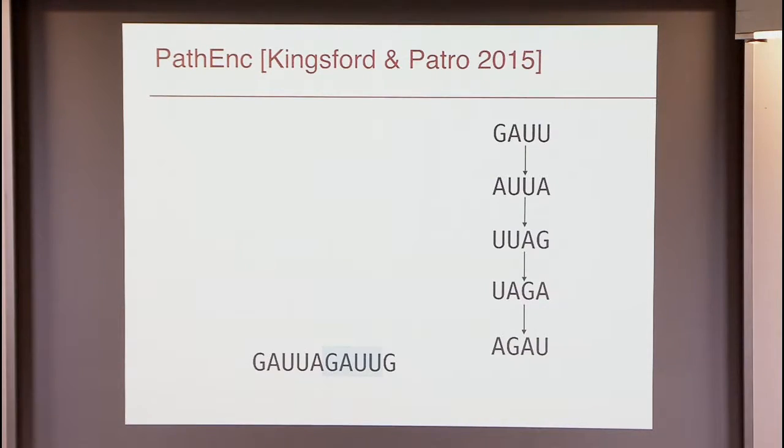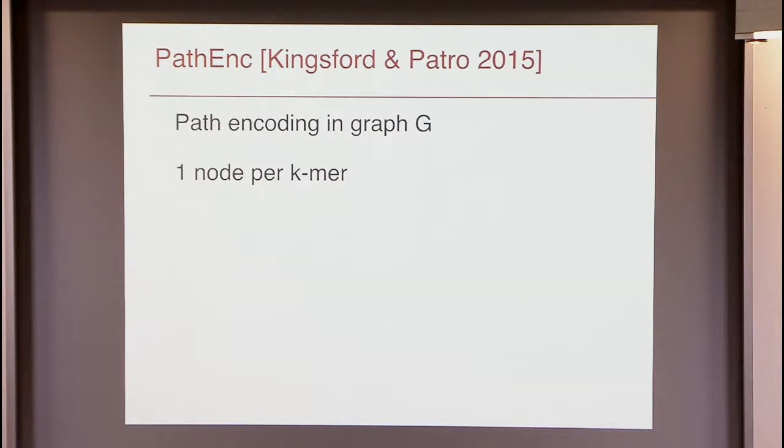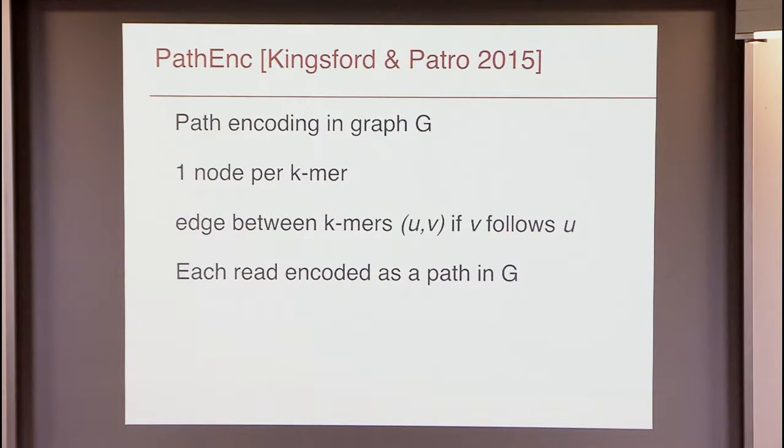There's supposed to be an edge going back. And now there would be an edge from here to here. So basically we get some path in a graph that allows us to recover our read. And there's one node per k-mer in that graph, and there's an edge between k-mers if they are sequential. So each read is encoded as a path.